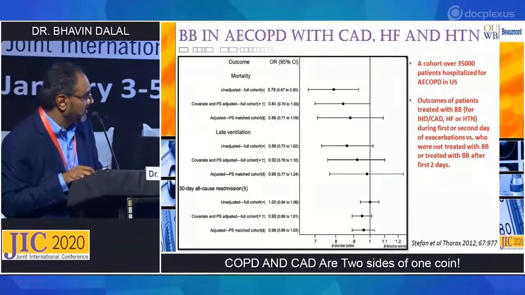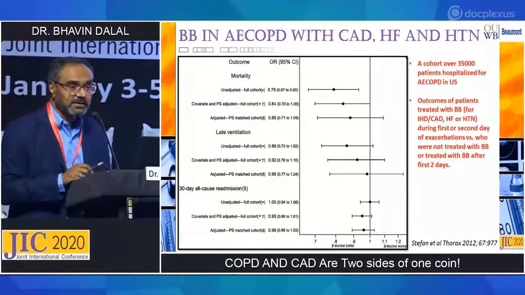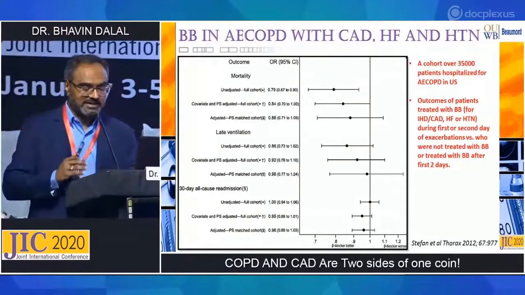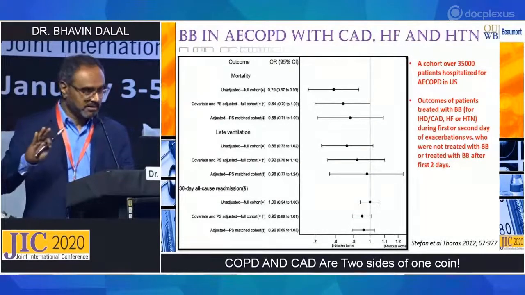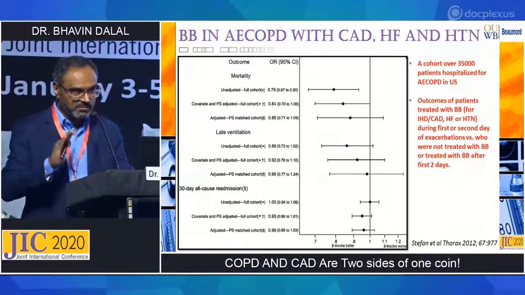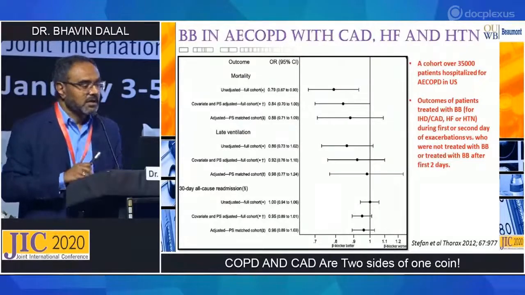And you can see that the people who were on beta blockers, their overall mortality was significantly better. Unadjusted, even adjusted mortality was slightly better. So not significantly better, but slightly better mortality. Again, these are retrospective data, so the value of the data is always a little less.